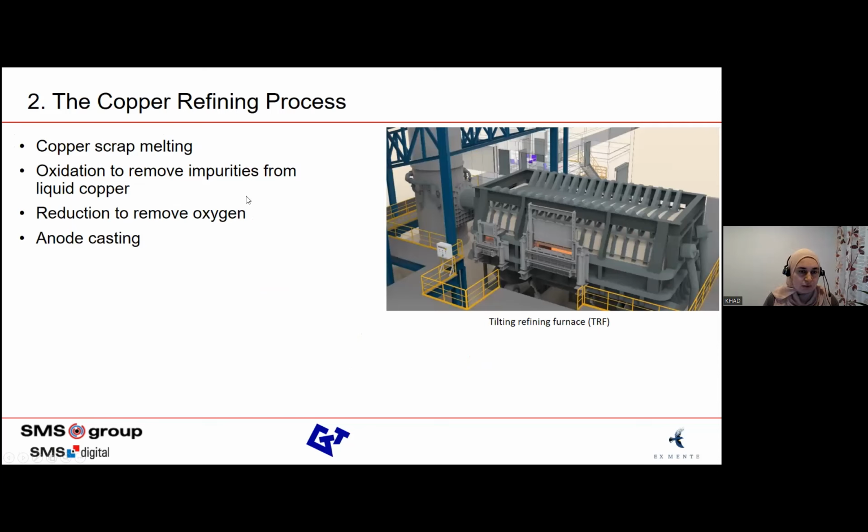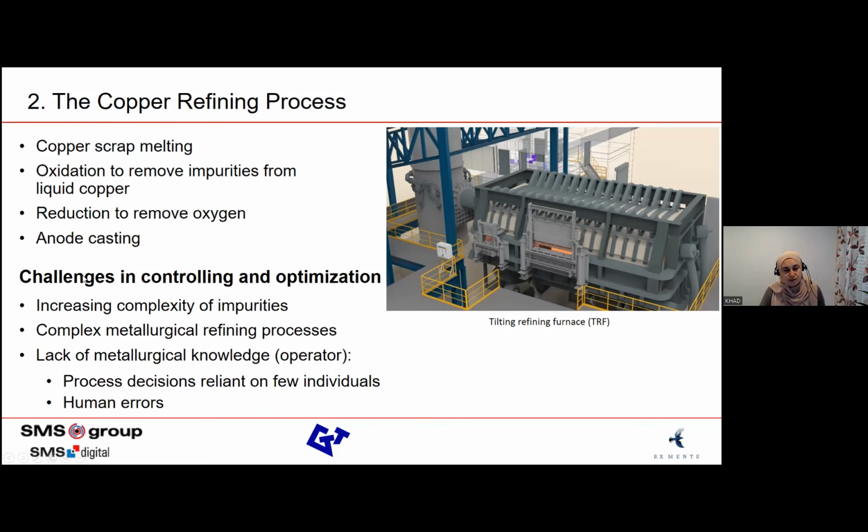But what is the process that the BlueControl is modeling? As I said, that is the copper refining process. And this process consists of several steps. So we start with melting the copper scraps, so different copper scraps. And afterwards, we oxidize the molten copper to remove the impurities from it. And once we're done with oxidation, reduction starts in order to remove the excess oxygen that resulted from the oxidation. And finally, when we're done, we can begin with the anode casting.